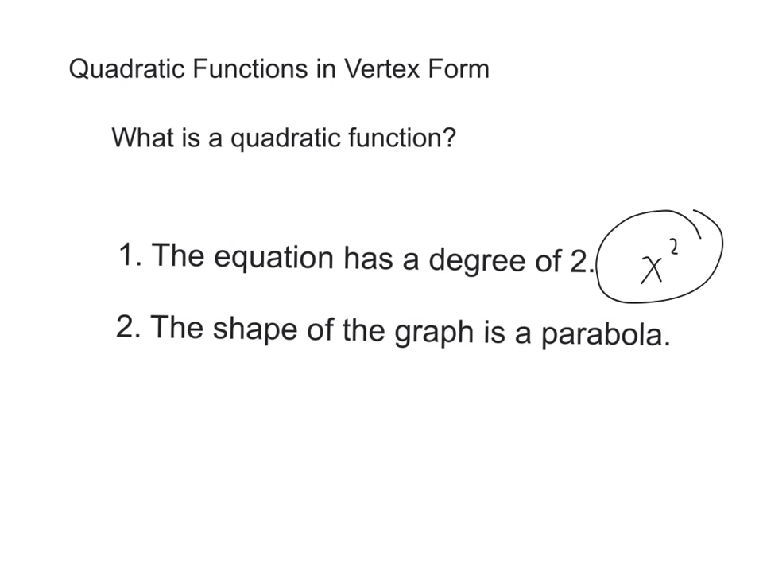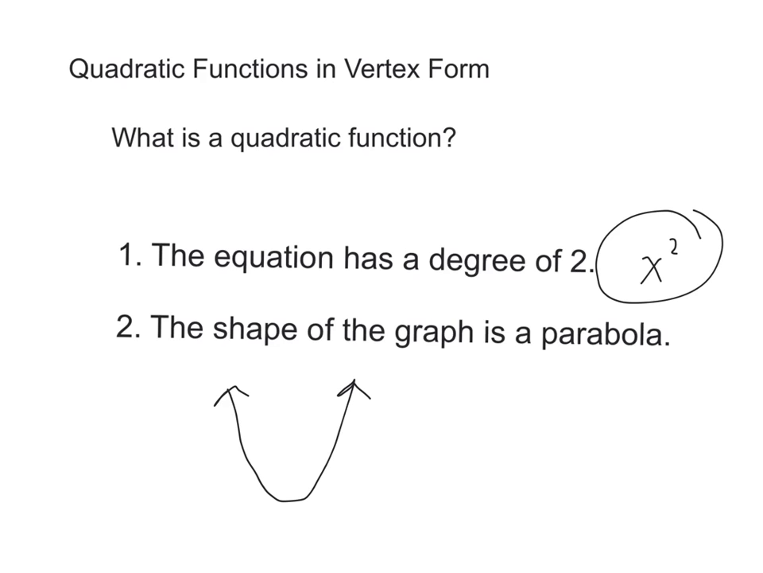It can't have any power bigger than a squared, so it couldn't have an x cubed and an x squared. It wouldn't be quadratic anymore. X squared has to be the largest power of x for it to be quadratic. And the other thing that defines it is the shape of the graph. It's shaped like a parabola, and a parabola is kind of like a U shape. Those are the things that define a quadratic function.